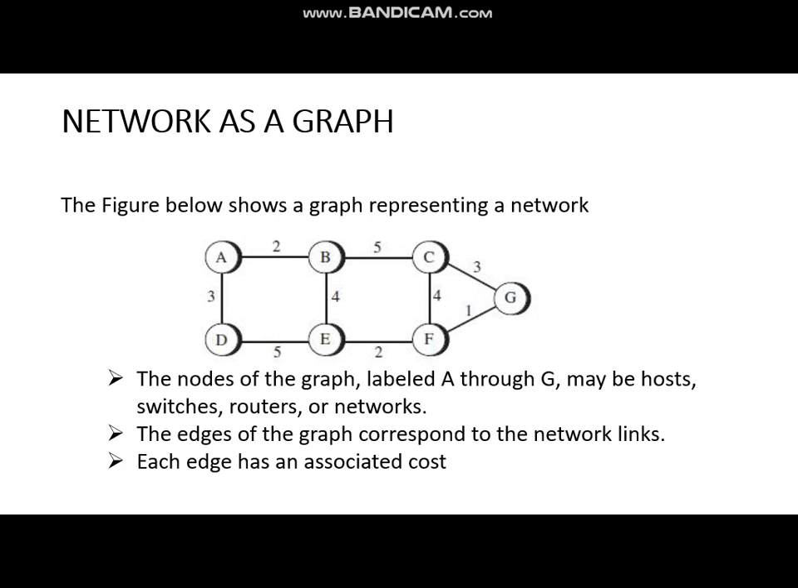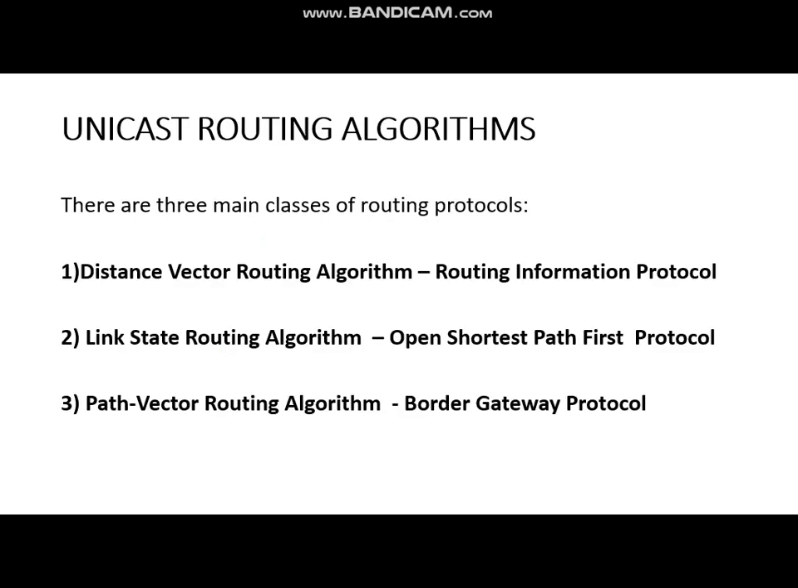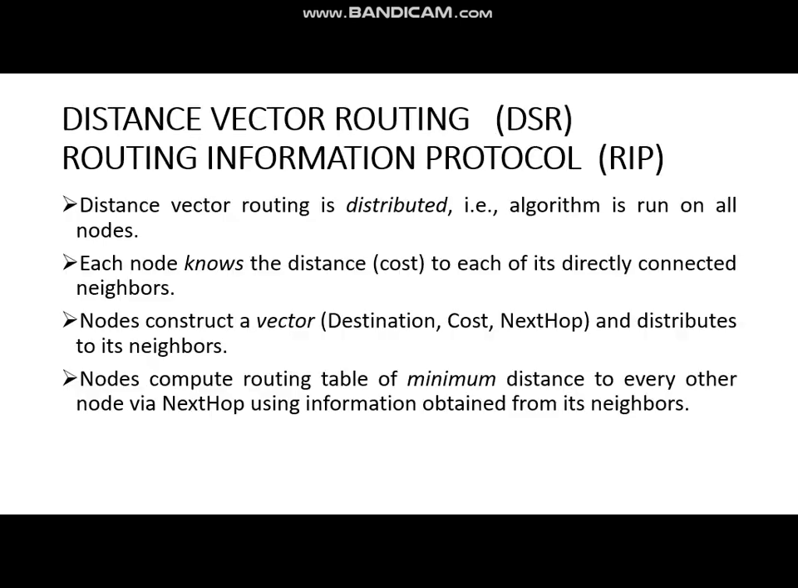This is a graph representation for unicast routing. A node of the graph, labeled A through G, may be a host, switch, router or network. The edges of the graph correspond to the network links. Each edge has an associated cost. There are three main classes of routing protocols: distance vector routing algorithm, link state routing algorithm, and path vector routing algorithm. For distance vector routing, we use the Routing Information Protocol. For link state routing, we use the Open Shortest Path First protocol. For path vector routing, we use the Border Gateway Protocol.